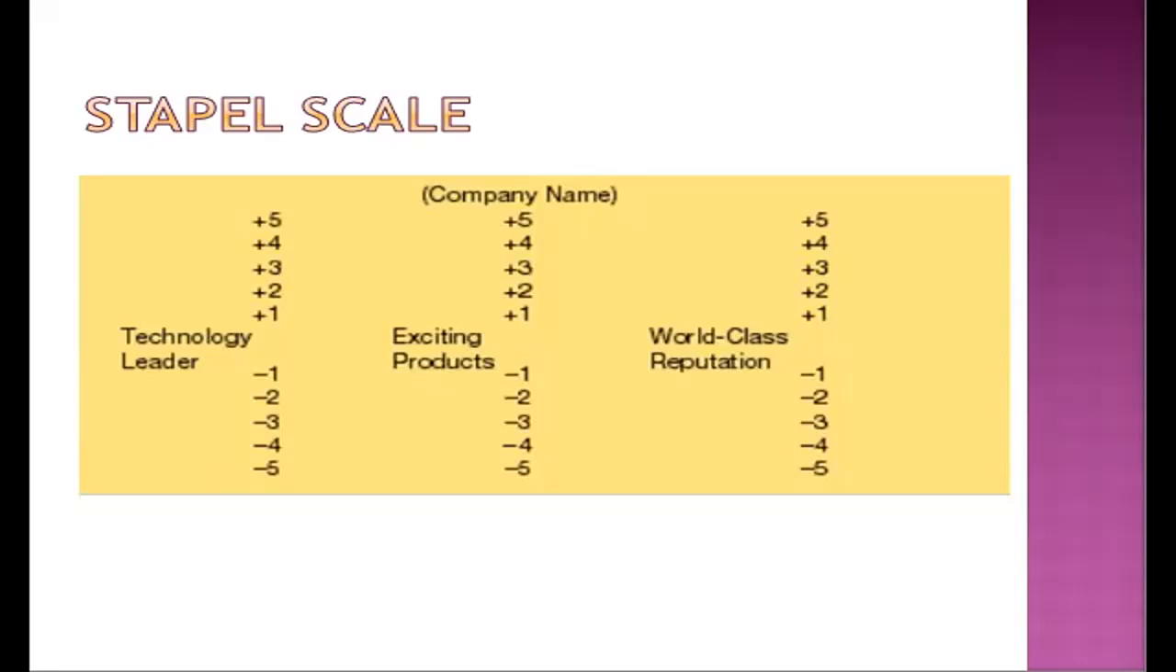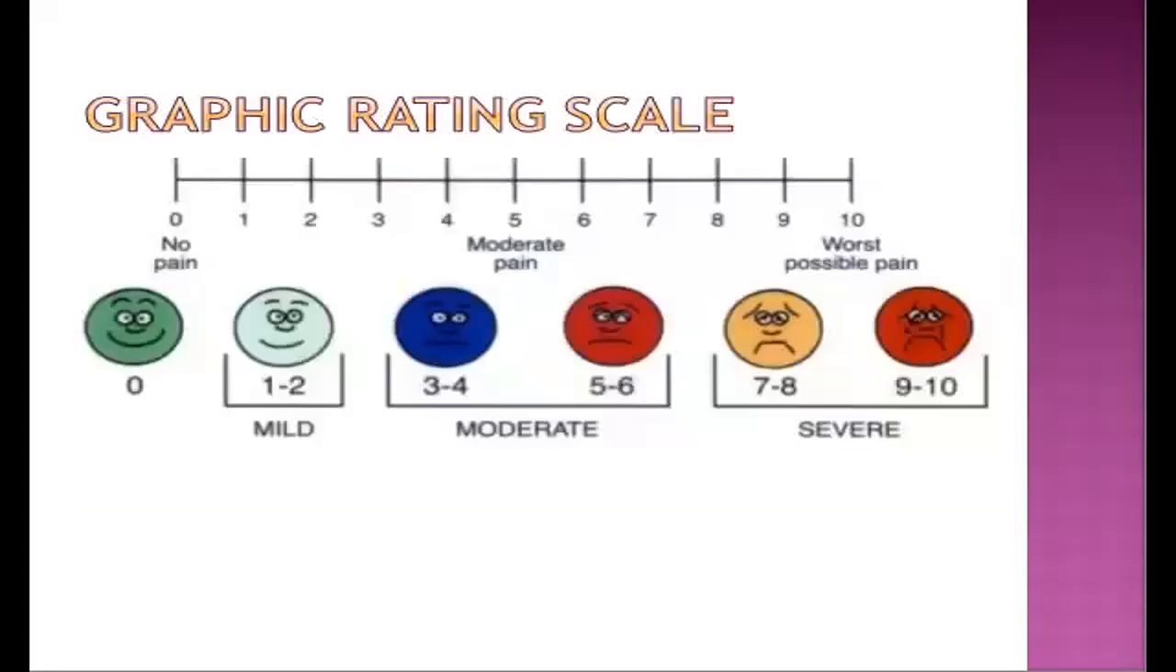Graphic rating scale is a graphical representation that helps the respondents to indicate their answers to a particular question by placing a mark at the appropriate point on the line. You will already see this at the Alfamart or in any call center that uses surveys to evaluate their customer satisfaction.